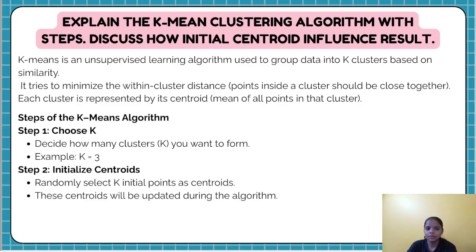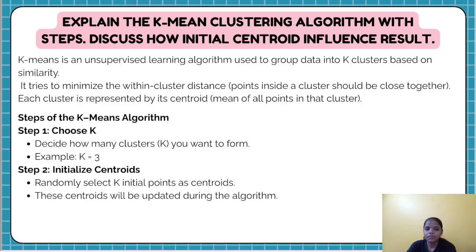K-means is an unsupervised learning algorithm which is used to group the data into K clusters based on similarity. It tries to minimize the within-cluster distance; points inside the cluster should be close together. Each cluster is represented by its centroid, the mean of all points in that cluster.